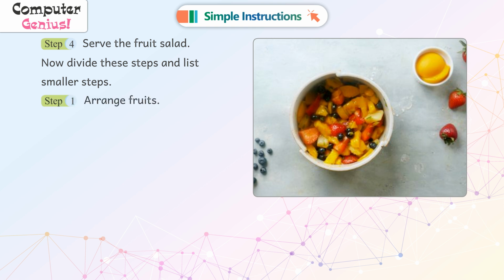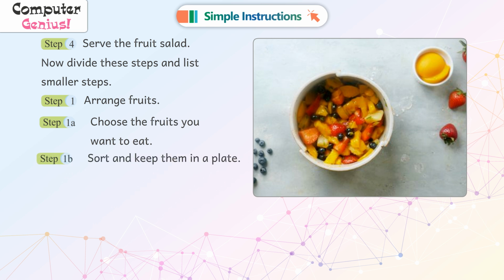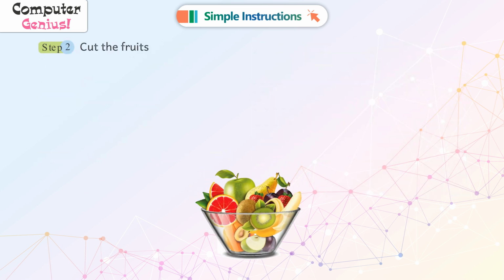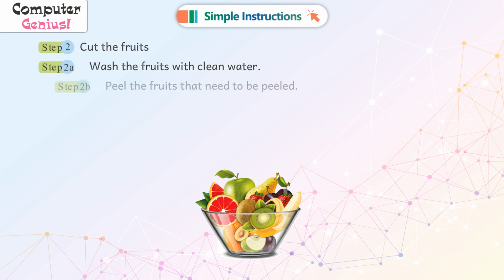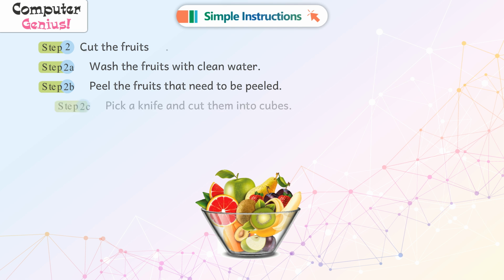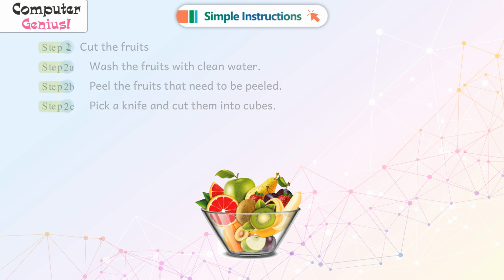Step 1. Arrange fruits. Step 1A. Choose the fruits you want to eat. Step 1B. Sort and keep them in a plate. Step 2. Cut the fruits. Step 2A. Wash the fruits with clean water. Step 2B. Peel the fruits that need to be peeled. Step 2C. Pick a knife and cut them into cubes.